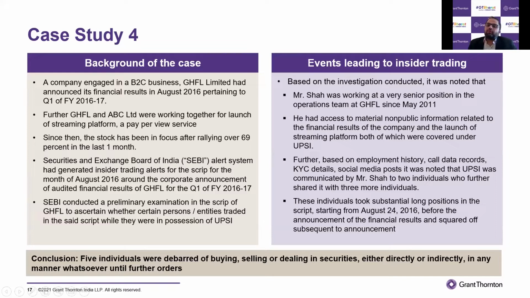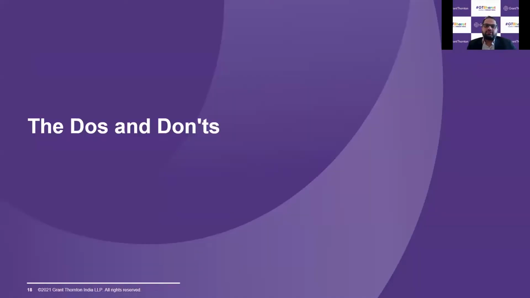Based on a review of his employment history, call data records, and KYC details, it was identified that he had communicated this information to 2 people, who further communicated to 3 more people, and everybody had made a pot of money. So all the 5 individuals, along with the corporate executive, were debarred from buying, selling, or dealing in securities, and obviously faced further regulatory action. So there are multiple ways in which this is done.